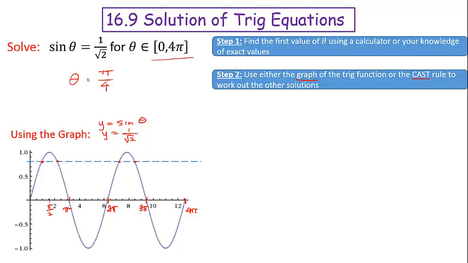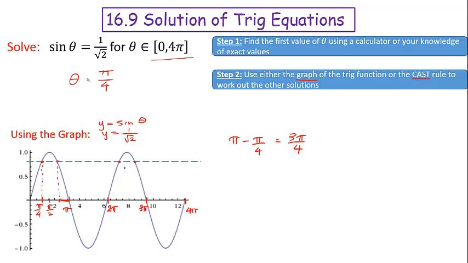But our calculator only gives us 1. So looking at the graph, this is the first solution, the one that our calculator gives us, that first acute angle. So that's pi over 4. This second solution here is going to be pi minus pi over 4, which is 3 pi over 4. So that's my second solution, this one here, 3 pi over 4.